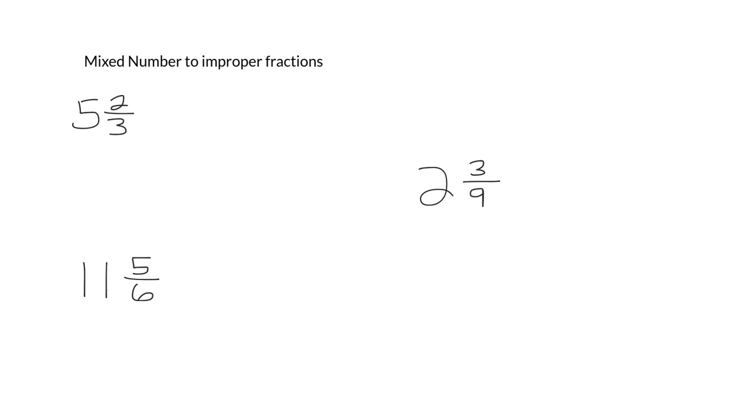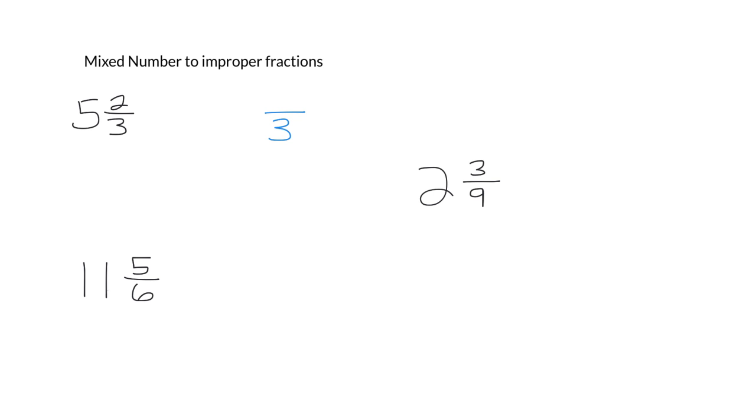Okay, so we're going to do the opposite now. Now, you are more likely to turn improper fractions into mixed numbers than have to convert mixed numbers to improper fractions, but there are some places that this might be useful for us, and it's good practice anyways. So to convert a mixed number into an improper fraction, what we want to figure out is how many thirds are in 5 2/3.